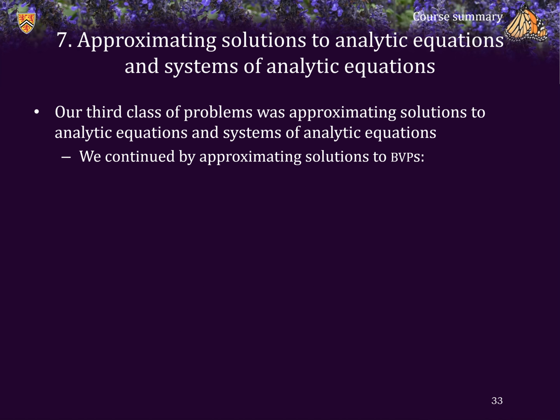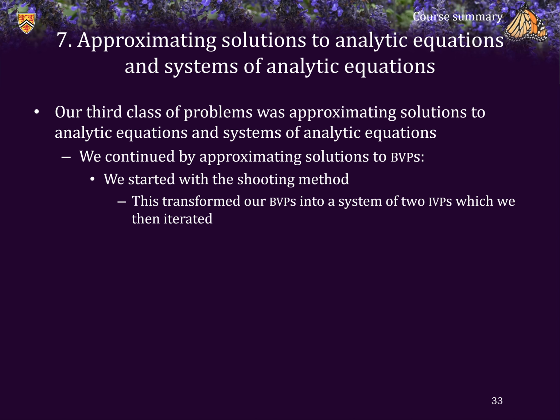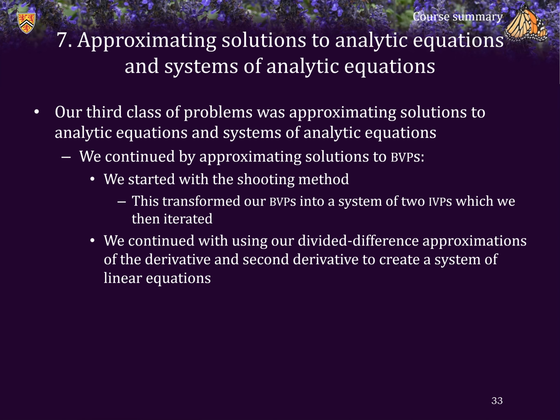We then continued to approximating solutions of boundary value problems. We started with the shooting method. We essentially transformed our boundary value problem into a system of two initial value problems, which we then iterated upon in order to converge to a solution to the boundary value problem. We then continued by using our divided difference approximations of the derivative and the second derivative to create a system of linear equations. We then found an approximation to the solution of the boundary value problem by solving this system of linear equations.